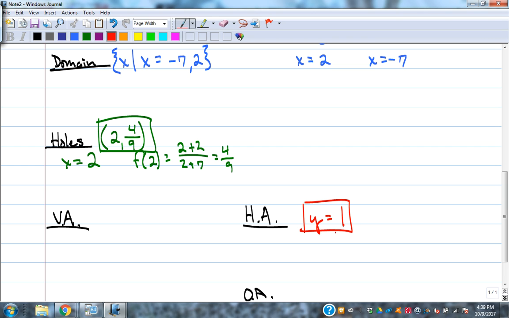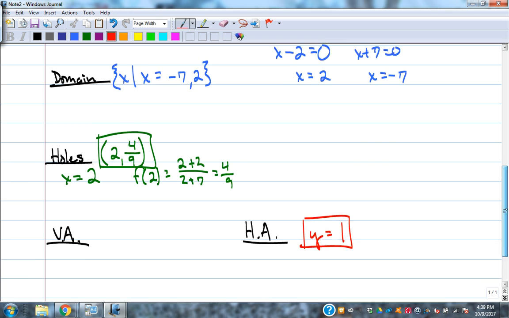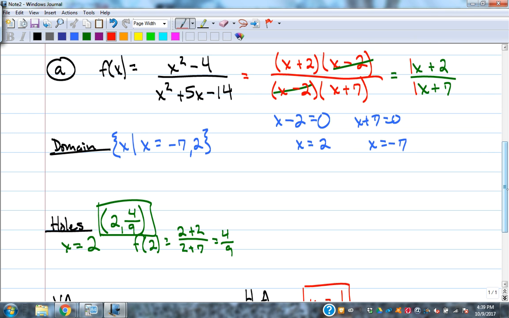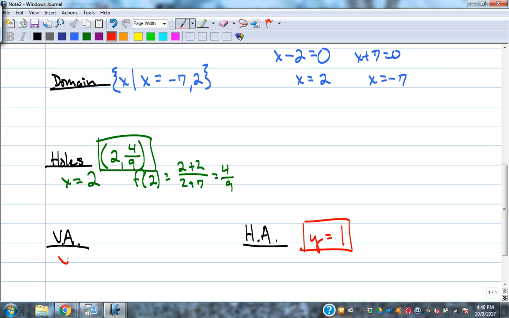I skipped vertical. What's vertical? What's the vertical asymptote from the simplified version? X equals -7, yeah.